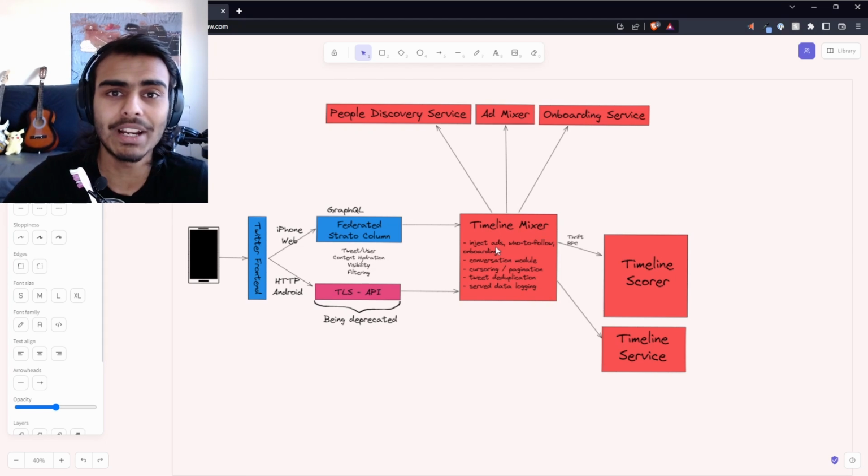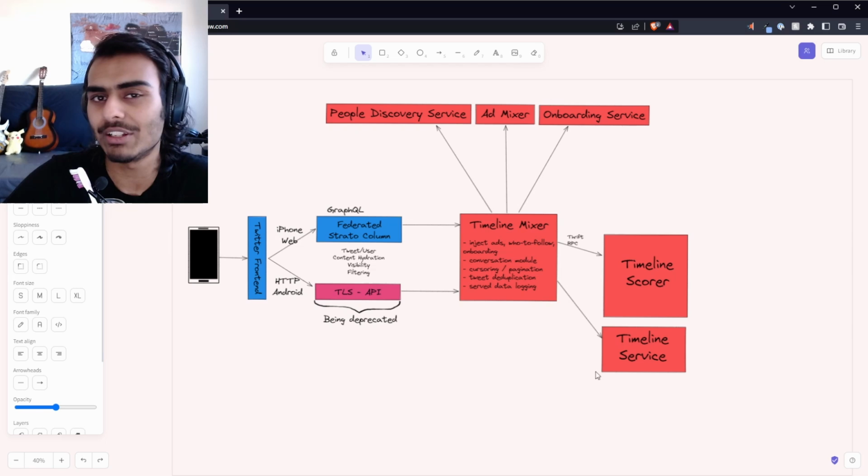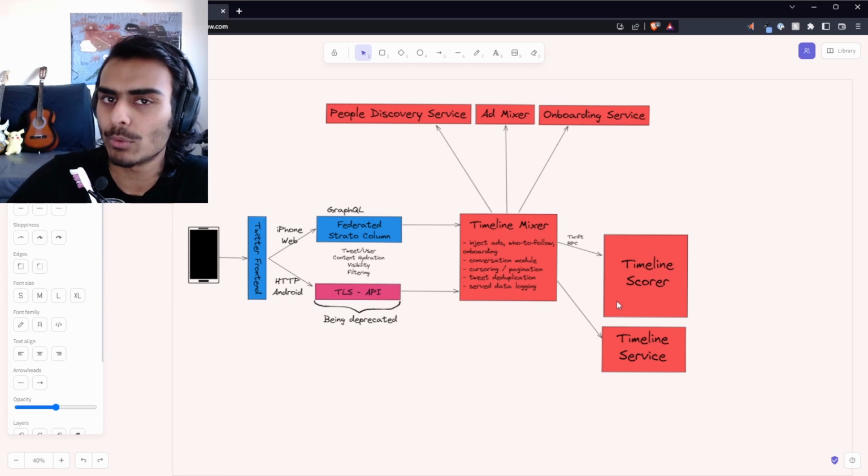Now, the responsibility of the mixer is to collect a bunch of different information from different services. For example, the People Discovery service probably gets a list of accounts that you might be interested in following. Ad Mixer, pretty straightforward, provides ads. Onboarding service, I'm not too sure about that. And then we have Timeline Scorer and Timeline Service. We don't have a lot of information on exactly what these are doing.